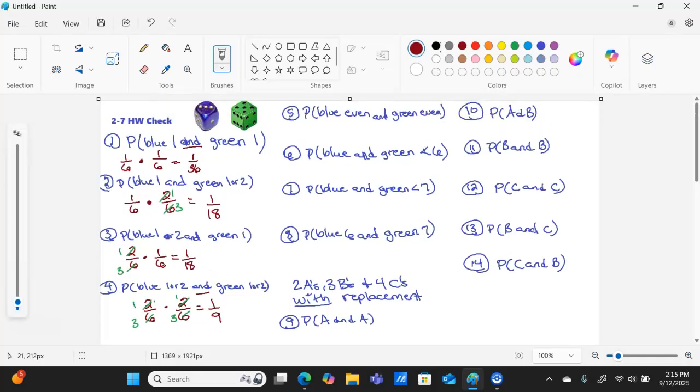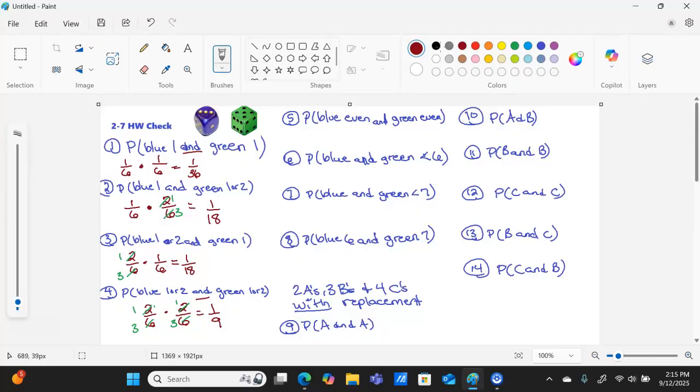Moving on to number 5 with the same two dice, the probability that the blue is even, that would be 2, 4, or 6, which would be 3 out of the 6. And the green being even would be the same thing. So both of those fractions will reduce to 1/2, and so we end up with a 1 out of 4 chance that that happens.